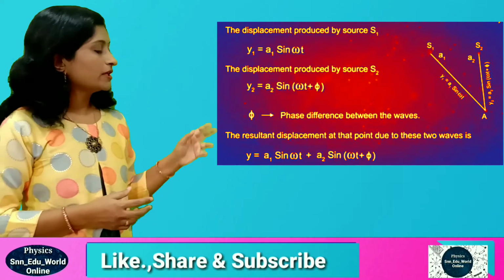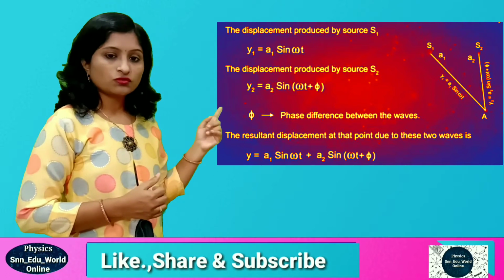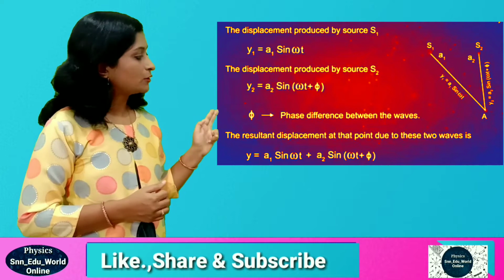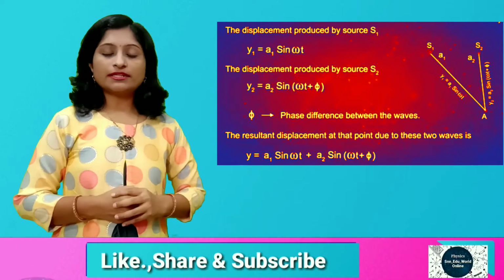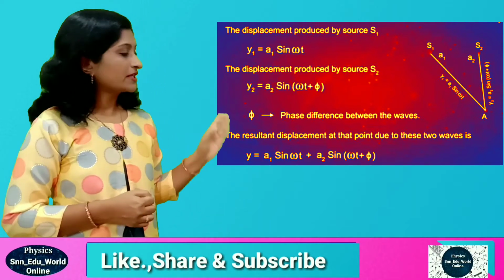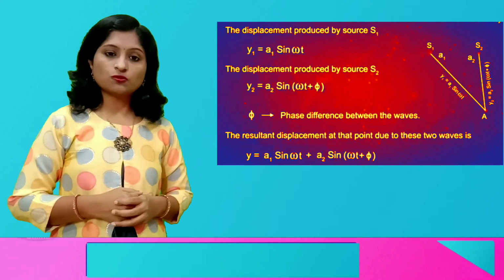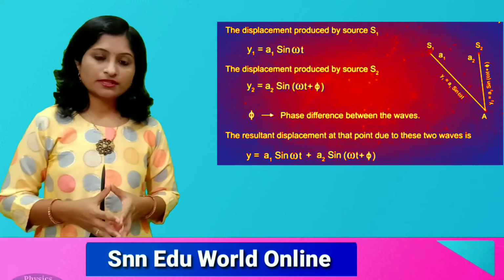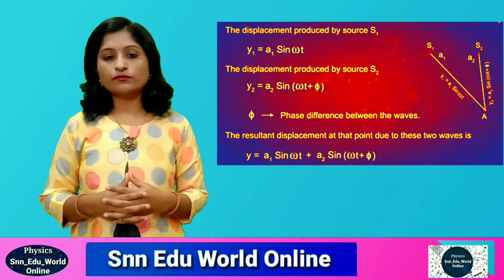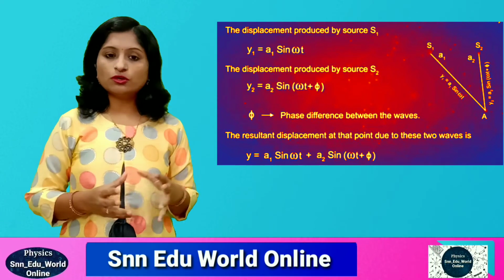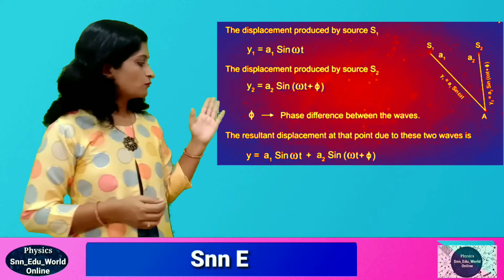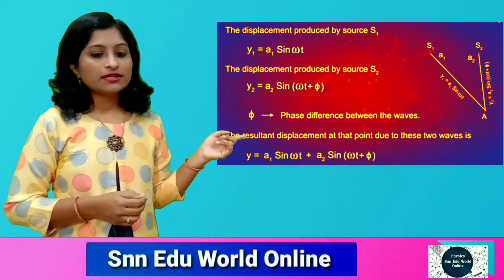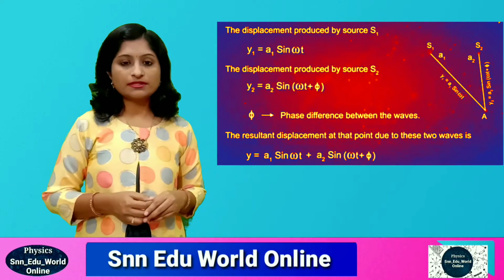So here y1 can be represented as shown in the equation: y1 is a1 sin omega t and y2 is a2 sin(omega t + phi), where phi is the phase difference between these two waves. Now how to find the resultant wave for this condition? Addition of these two waves, y1 plus y2, will give you the resultant displacement. So y = a1 sin omega t + a2 sin(omega t + phi).